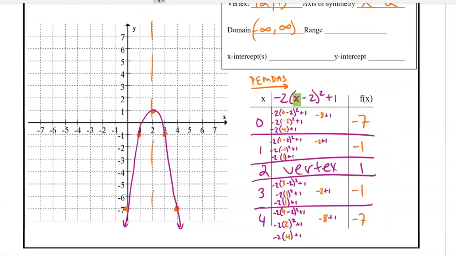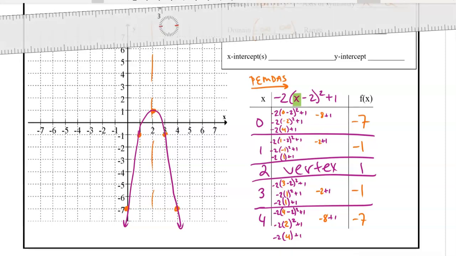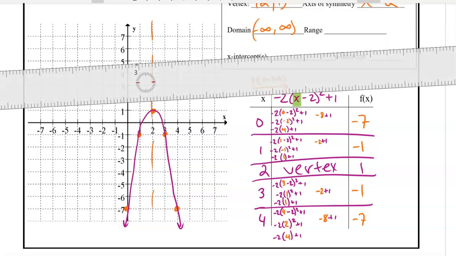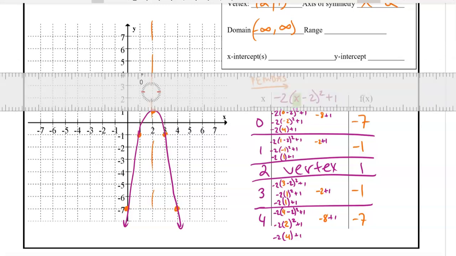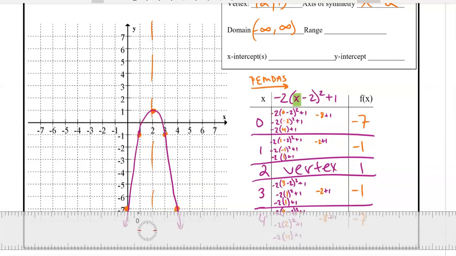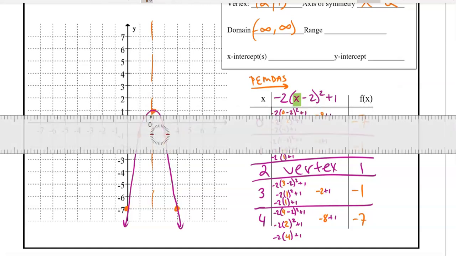Now we can look at the range. Again, the range is from bottom to top. Okay, so from bottom to top, our lowest point is negative infinity, and our highest point is 1.